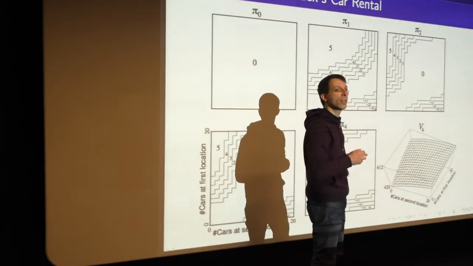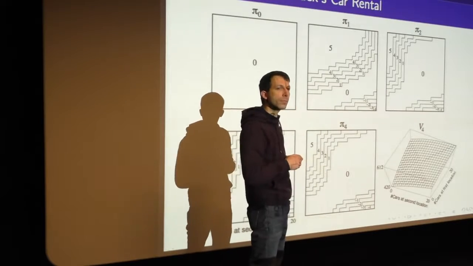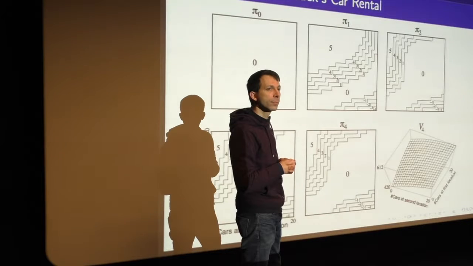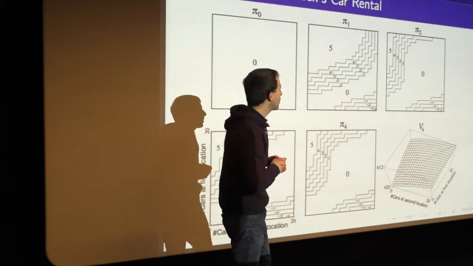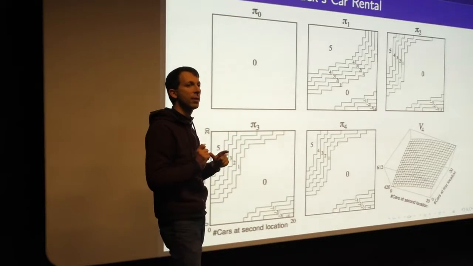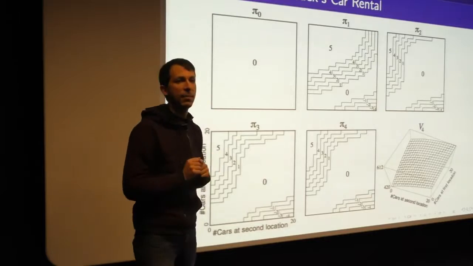I didn't understand the question, sorry. So, to estimate the next step, we need to know how many cars, let's say, were rented and how many cars were returned. We don't need to know exactly how many. So the question is, do we need to know how many cars were rented or returned, or just the probability on this? So we need to know the probabilities. Yeah.